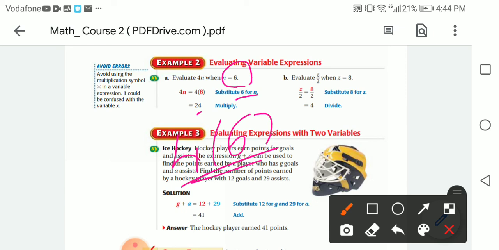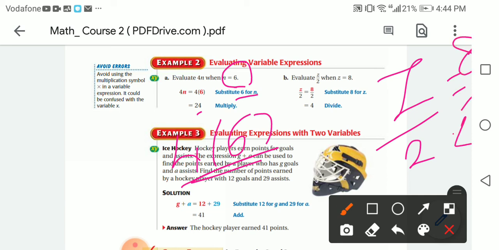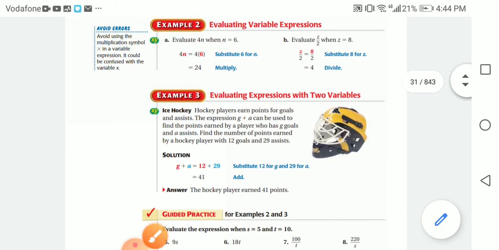Evaluate z over 2. When I have z over 2, what is it? Z here equals 8. 8 divided by 2. This means divided. Substitute 8 for z. It will give you 4, right? Okay, it's easy, I know.